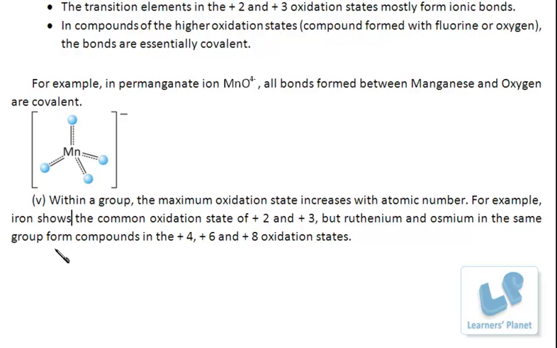Though iron shows oxidation states of +2, +3, +4, the +4 compounds are not stable, and the oxidation states increase in the group, forming compounds of +4, +6 and +8. That is, ruthenium forms compounds where its oxidation state is +8. Osmium can also form a compound with the oxidation state +8. Right?